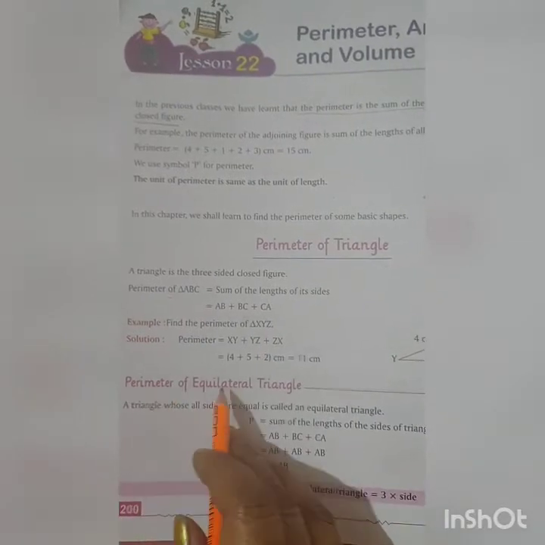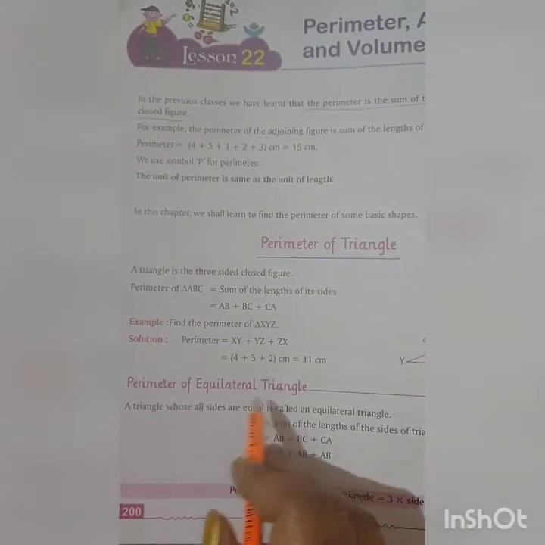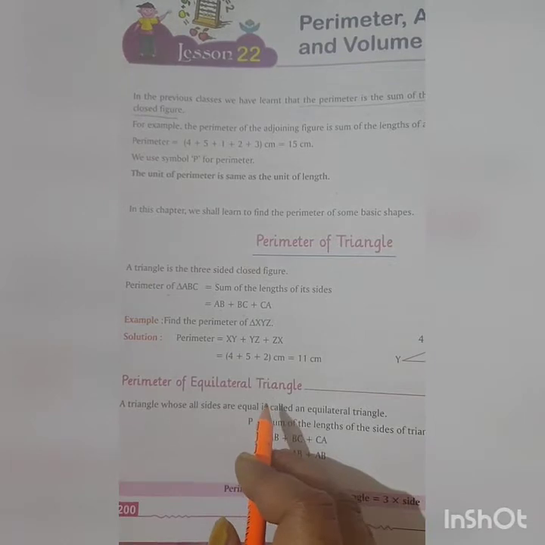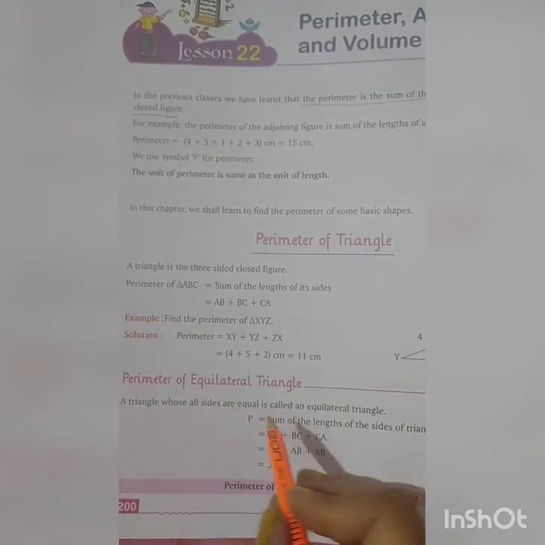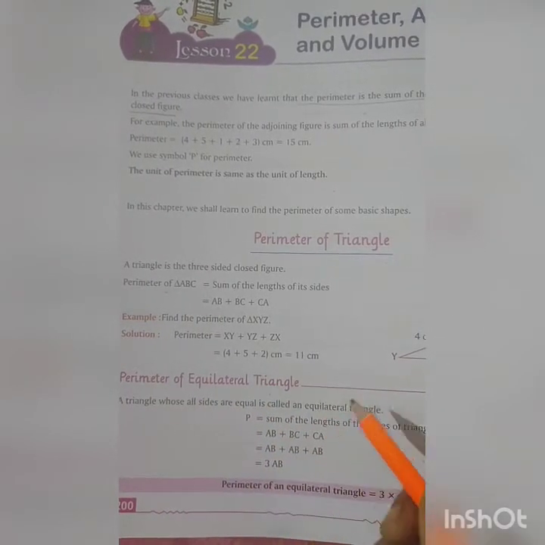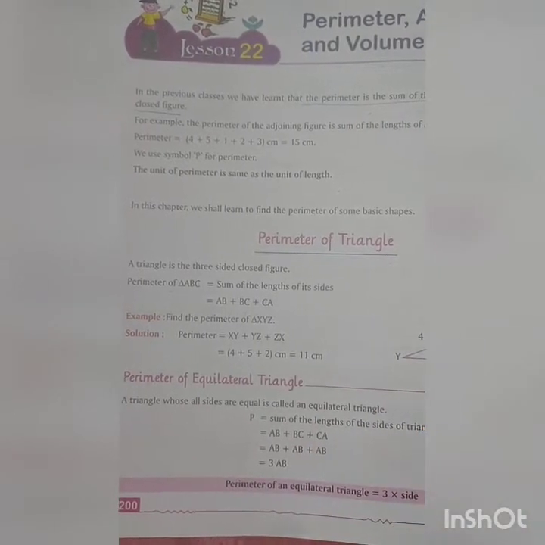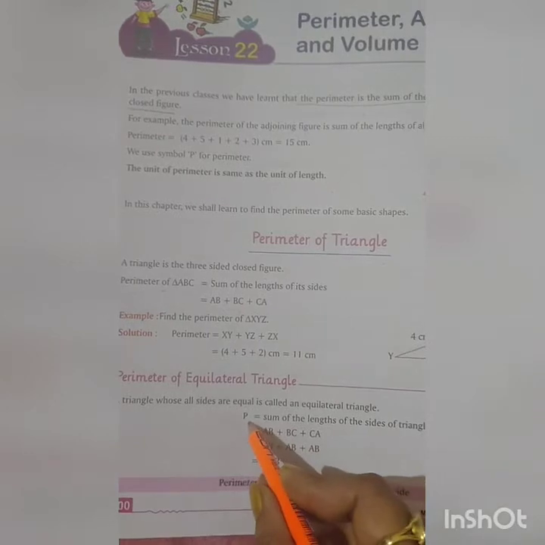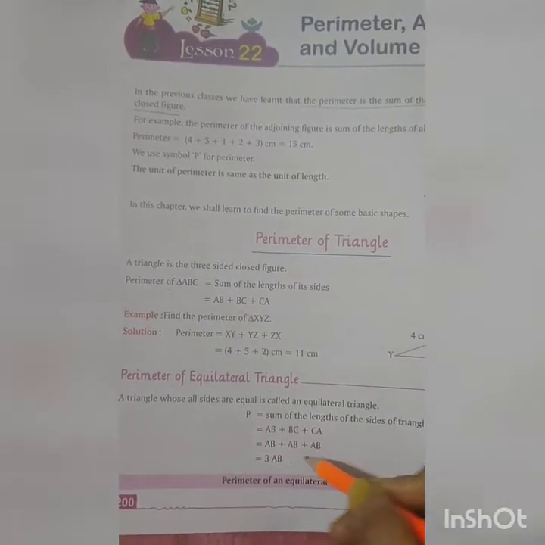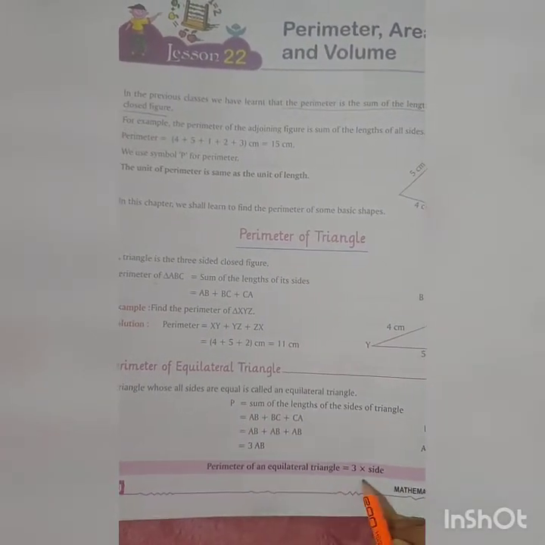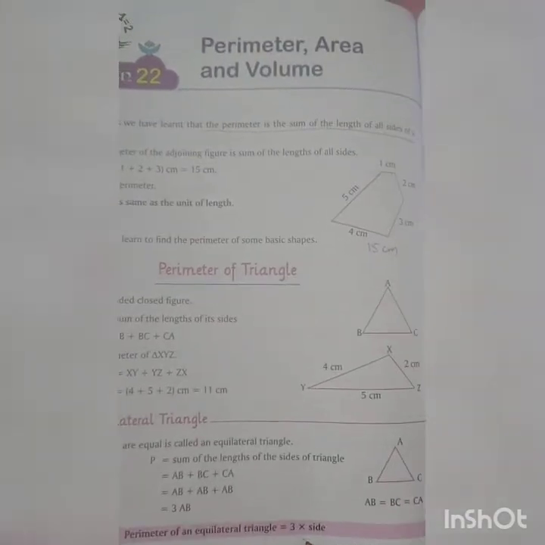Then if it is an equilateral triangle, so to find the perimeter of an equilateral triangle, as we all know that in an equilateral triangle, all the sides are of equal length. So it is having the perimeter 3 into side. Perimeter of an equilateral triangle is 3 into side.